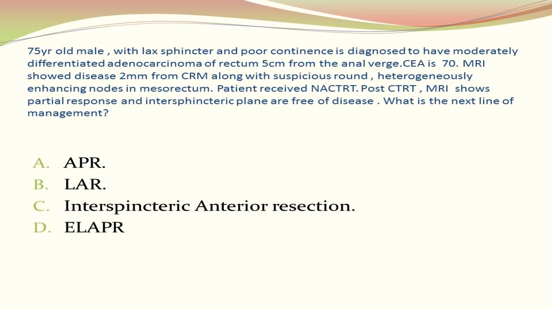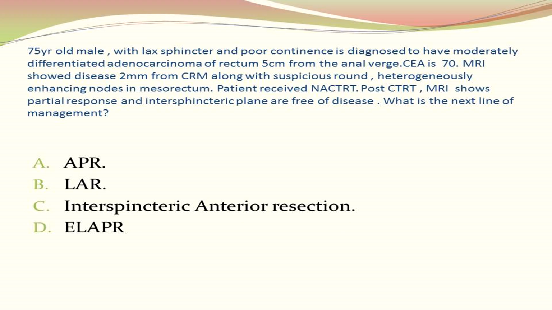Understand the question first. A 70-year-old male patient with a lax sphincter and a poor continence is diagnosed to have a moderately differentiated adenocarcinoma of rectum, which is 5 cm from the anal verge. That means it is very, very low. CA is 70. MRI shows 2 mm from the circumferential resection margin with suspicious nodes. Patient received neoadjuvant chemoradiotherapy. Post chemoradiotherapy MRI shows a partial response and the intersphincteric plane are free of disease. What is the next line of management?